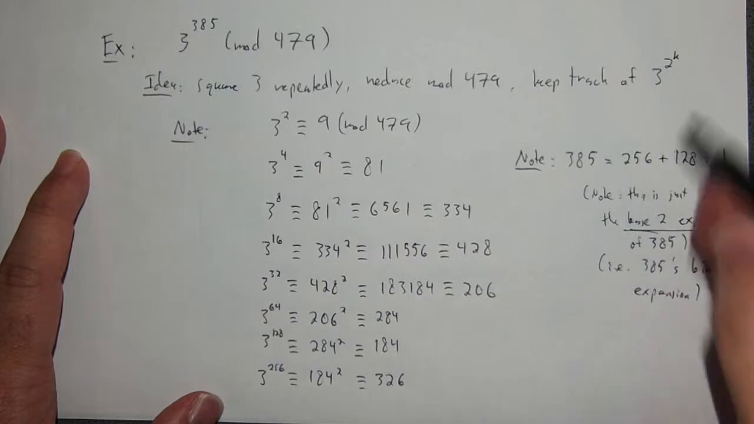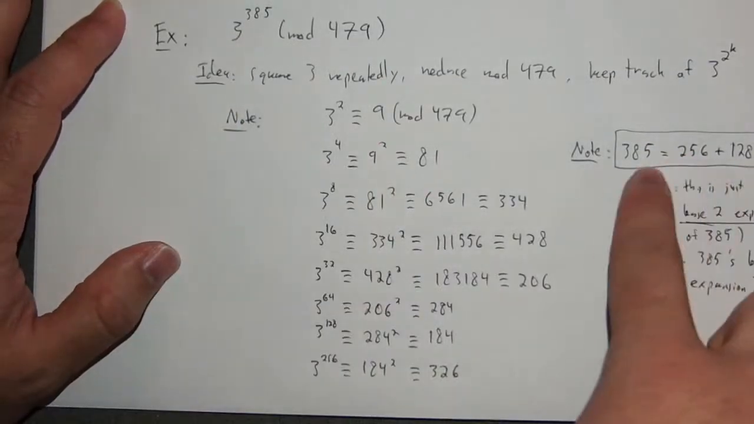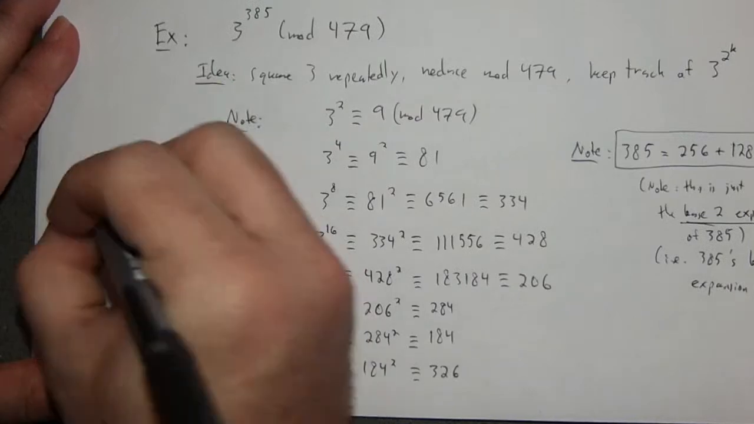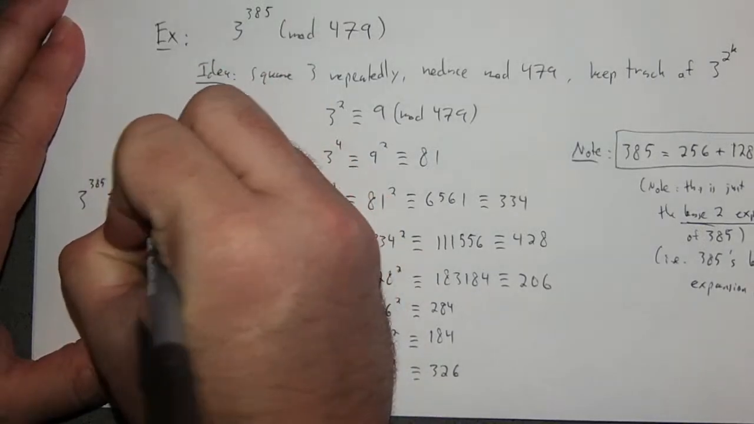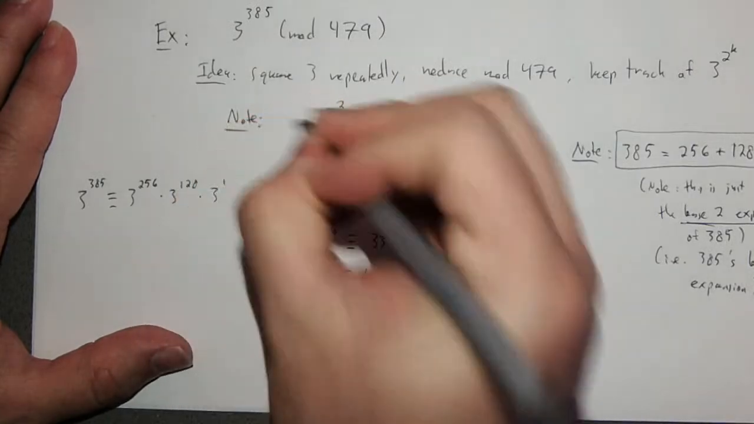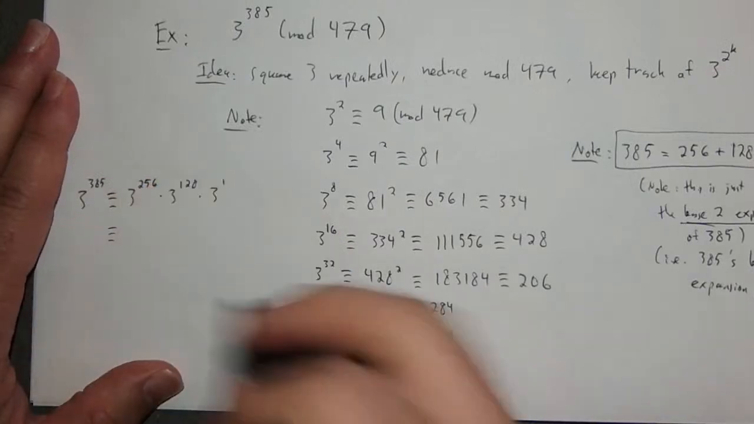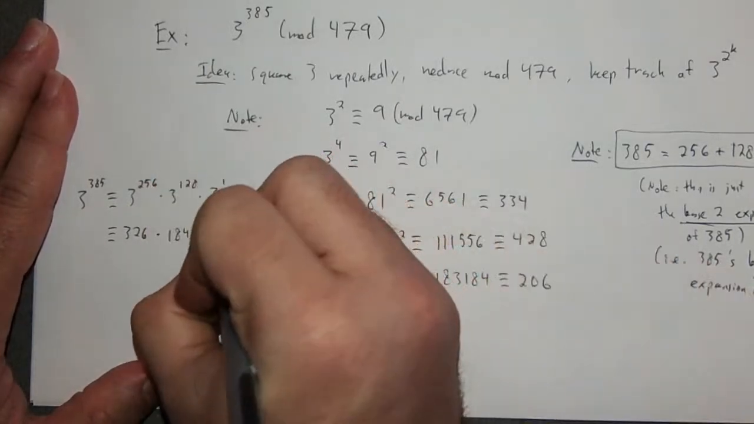Okay, so I've done that. And how does this help me? Well, now I can get to the finish line by just multiplying powers of 3 matching this binary expansion. So 3 to the 385 is congruent to 3 to the 256 times 3 to the 128 times 3 to the first. But I've already computed what these things are. That's in my list. So this is congruent to 3 to the 256, that's 326, times 3 to the 128, which is 184, times 3 to the first, which is just 3.